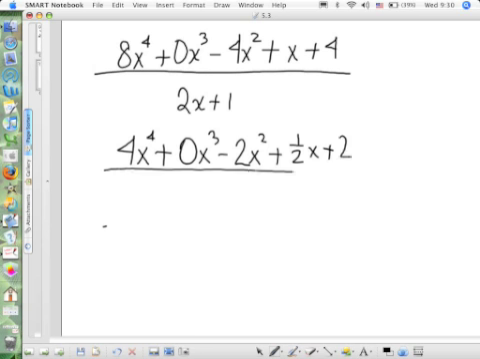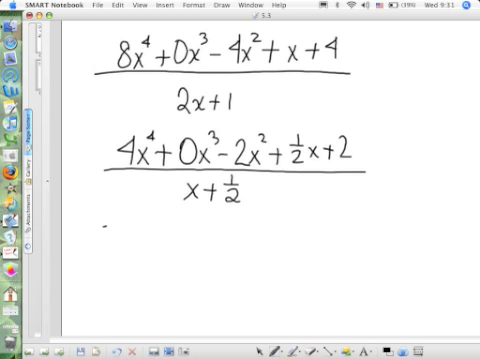Don't freak out with the 1/2. And in the denominator, when I divide 2x by 2, I get x. And when I divide 1 by 2, I get 1/2.